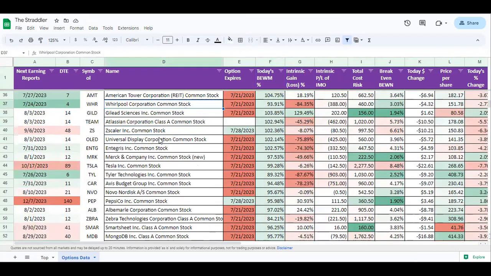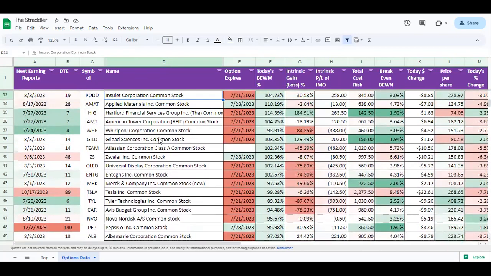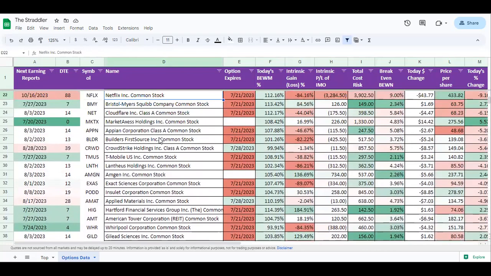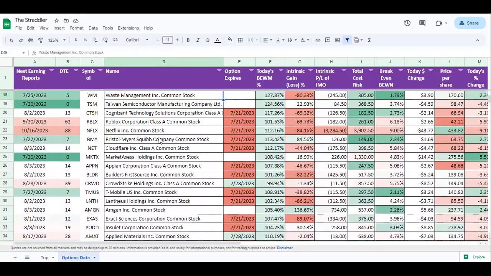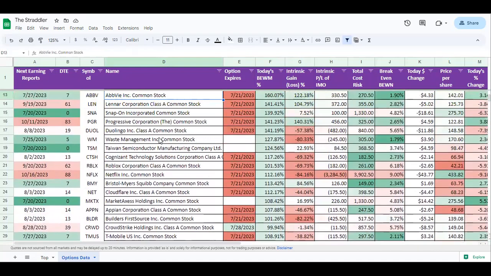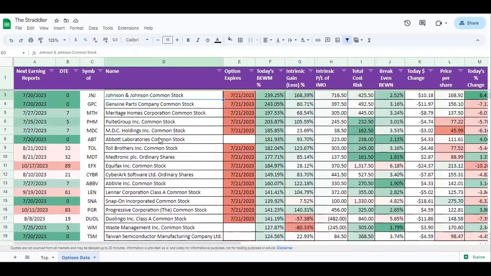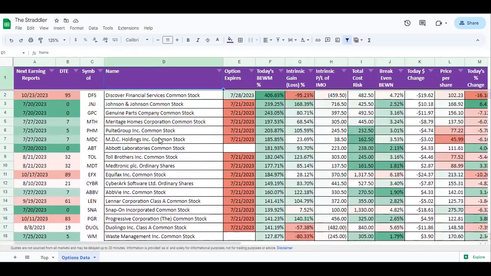OLED, Zscaler, Atlassian, Gilead, Whirlpool, American Tower, the Hartford Financial, Applet, T-Mobile is up here, CrowdStrike, Appian, Marketflare, Cloudflare, Netflix, Roblox. Now I need to change some things to make sure these companies still have really high boom numbers. But what it is saying is that the company moves so much today that you made 4 times the cost of the options on one of them today.